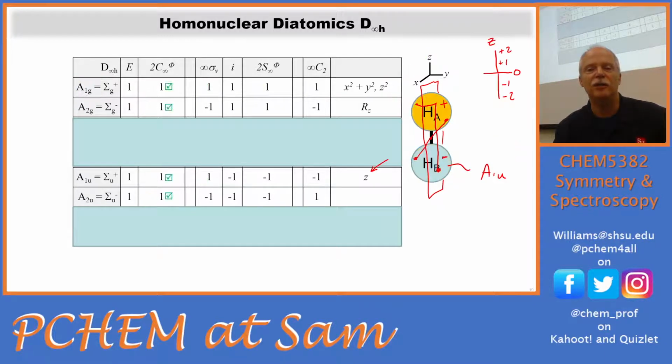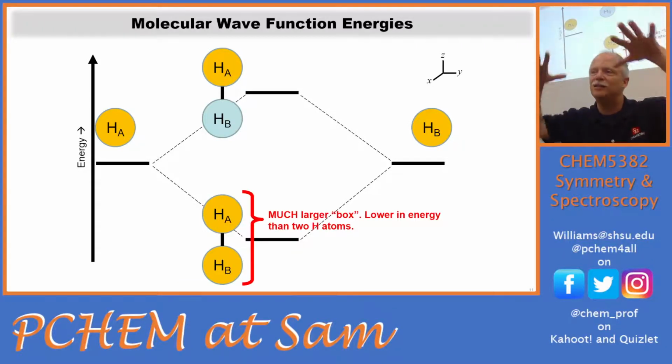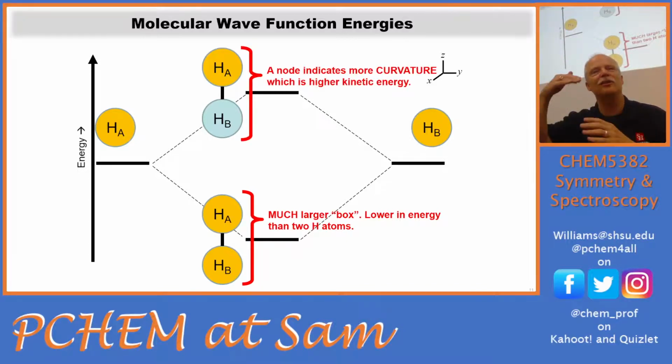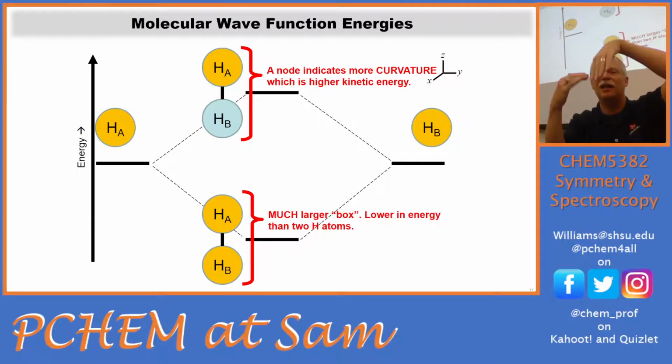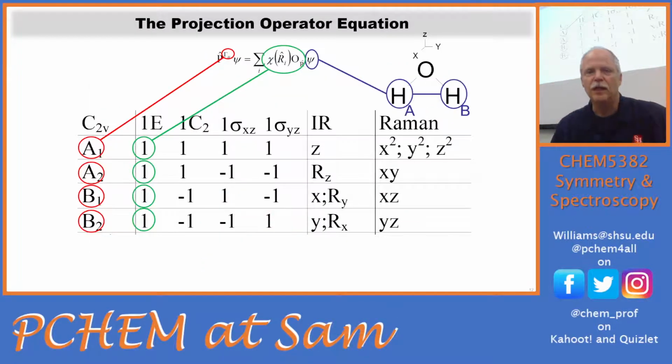But let's use the projection operator, after just a little bit about the energy level diagram. This has a much larger box, and so naturally, if L increases, the energy will decrease. And then this has higher curvature. There's a node in the middle, so it's going to have high energy. So that's how we would put them in the energy level diagram, in terms of dropping and expanding the energies. So now let's do the projection operator for the 1s orbitals on hydrogen.